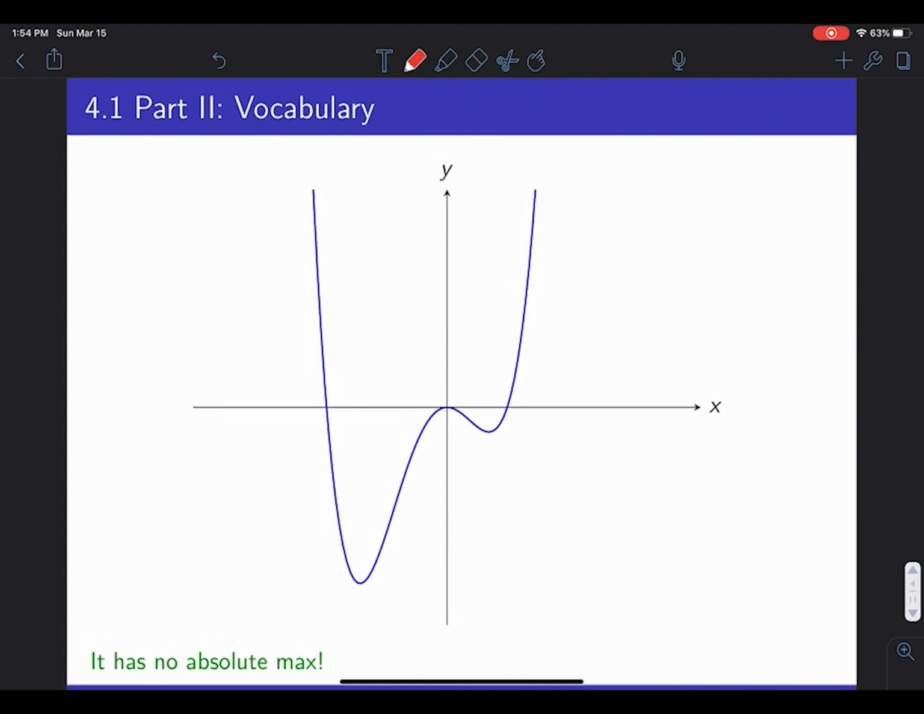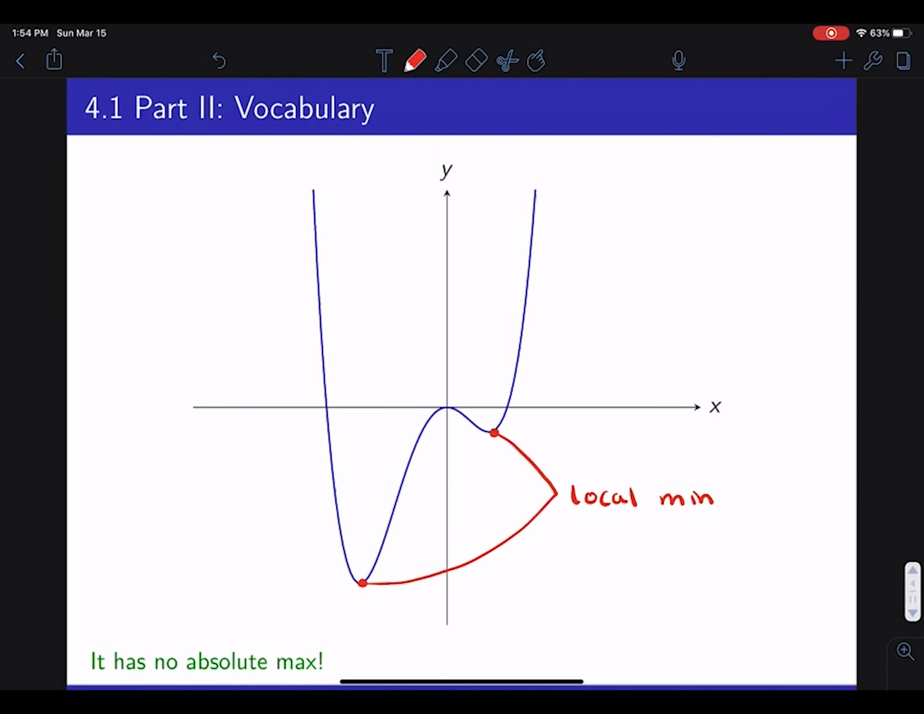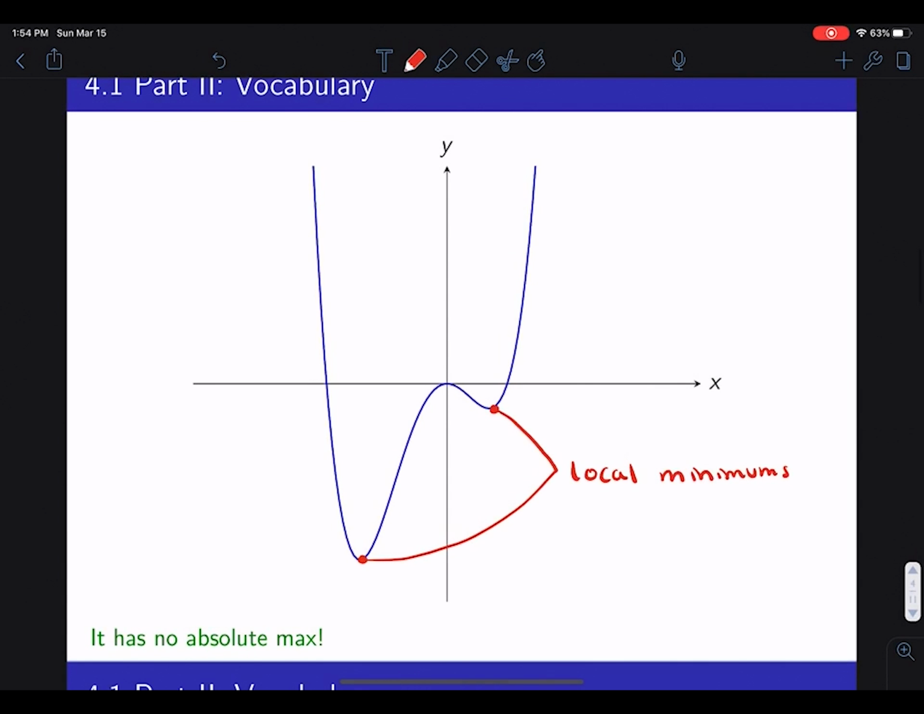Here you see the graph of a function. We will use it to qualitatively examine the various minima and maxima. Look at these 2 points. They both are the lowest points in their general vicinity. They are local minimums. This point is the highest point in its general vicinity. Thus, it's a local maximum.